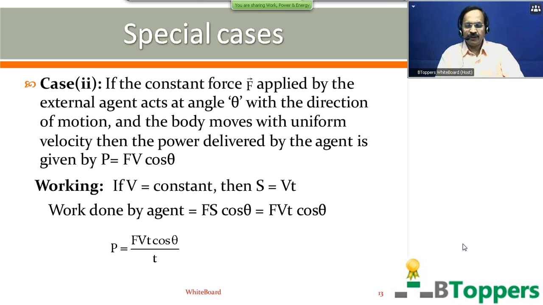So average power delivered by the agent is equal to work done by the agent divided by time interval, so FVT cos theta by T, or you can write FV cos theta, which is F bar dot V bar. So in this special case 2 also, the average power delivered by the agent for a time interval T is the same as the instantaneous power at any instant in the time interval T. Come on, those who are writing the notes, finish writing this.